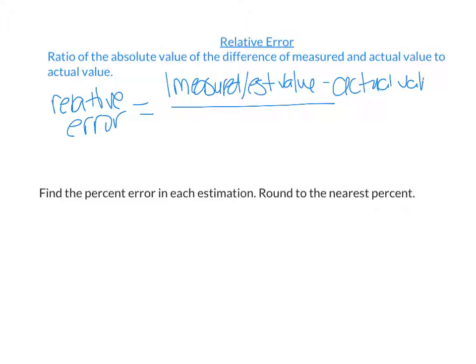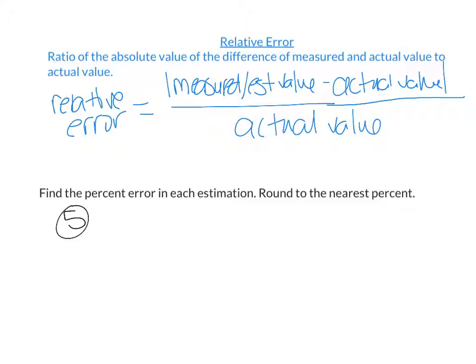Now the reason why we're going to take the absolute value is I always want that to be positive, and sometimes your measured or estimated value is going to be bigger than the actual value, sometimes it's going to be smaller. So kind of like in the last one, I really just want to know, well, what's the difference between those two? We're going to disregard the sign. And then in the denominator, we are going to write the actual value, so what it actually ended up being.